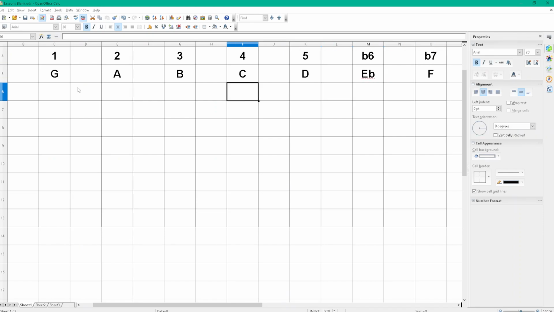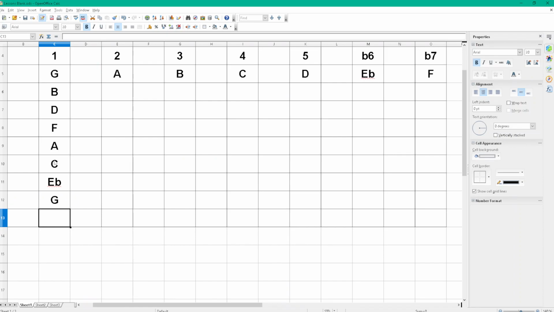Now let's look at the vertical structure. So the same scale but spelled as an arpeggio. And there we go: G, B, D, F, A, C, E flat, and then we're back to G.